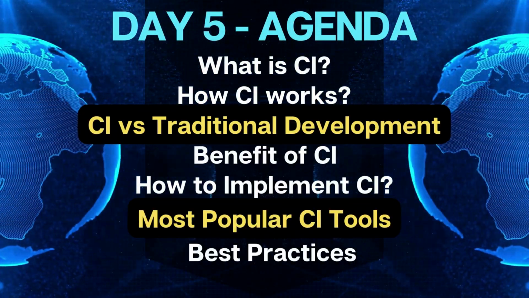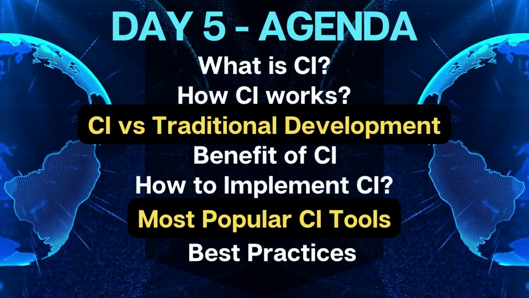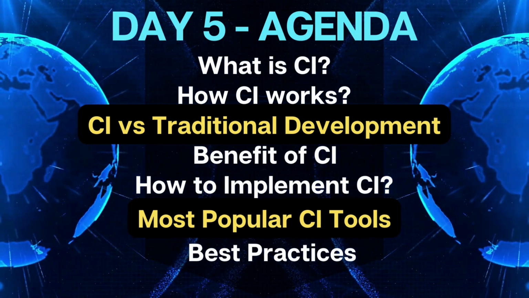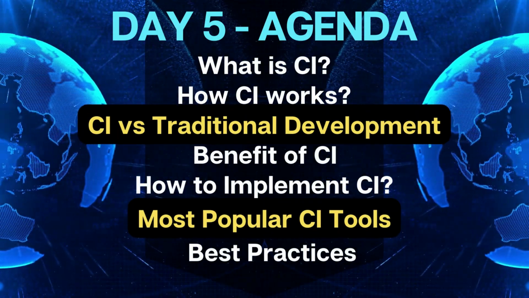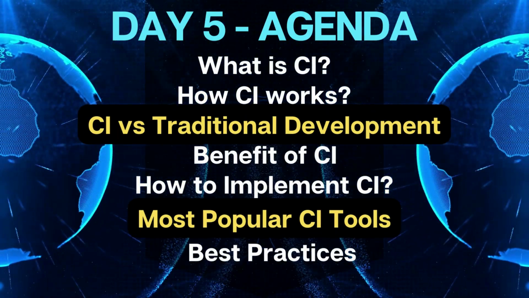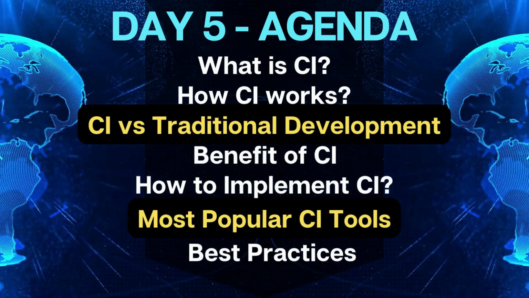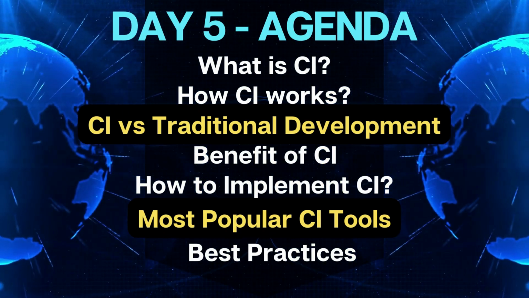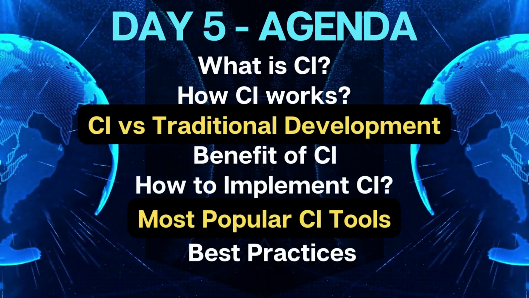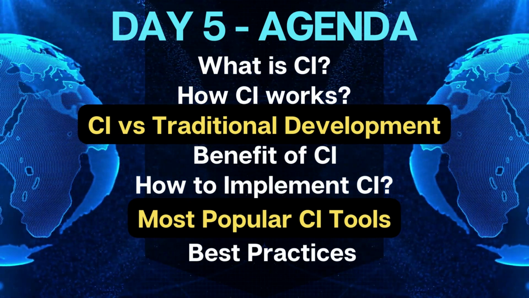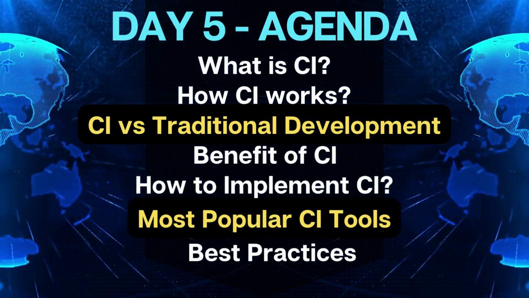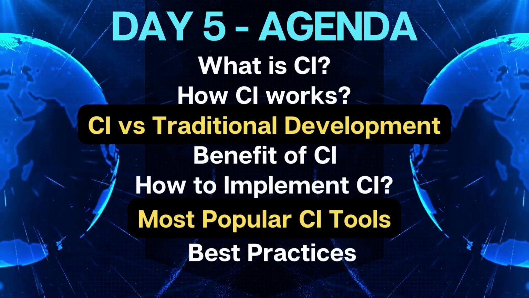So let's talk about the agenda for today. We will start from the very basics: what is CI, where it stands in the DevOps lifecycle and what is the role of CI. Then we will understand how CI works and how to implement CI step by step. After that, we will understand why CI is important, meaning we will talk about the benefits. Next, we will talk about the most important CI tools and when we should use them. In the end, we will talk about best practices to follow to use CI in a DevOps pipeline.